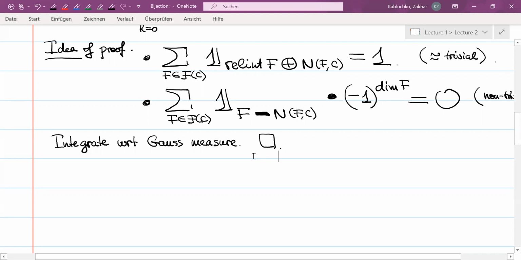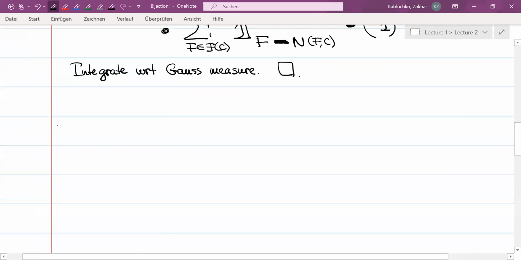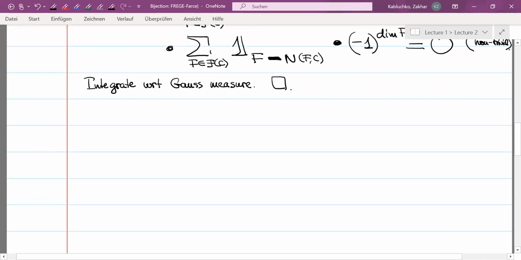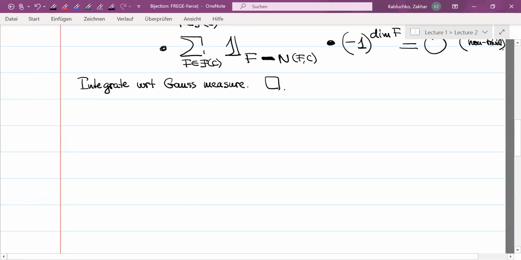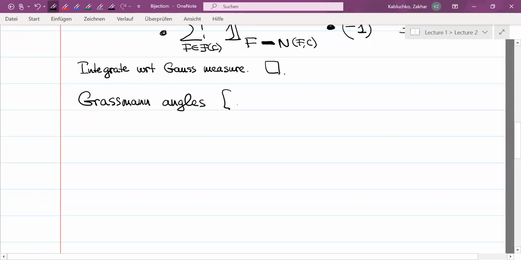And now let us introduce the notion we are really interested in. It is the notion of Grassmann angles of cones. This notion will have applications in computing various functionals related to random polytopes. So this is really important. Grassmann angles of cones, introduced by Grünbaum.